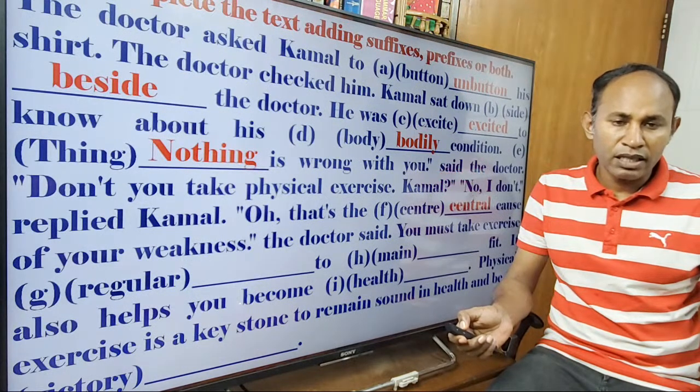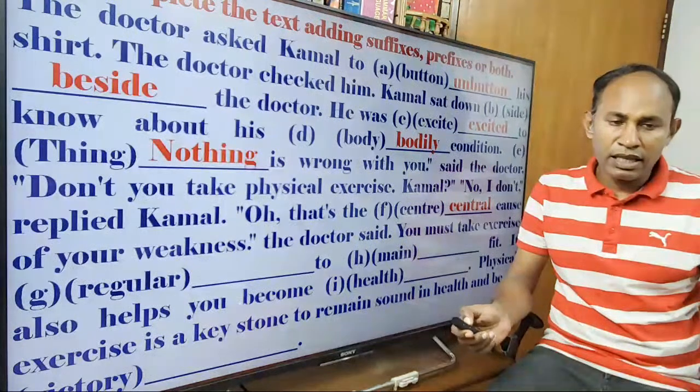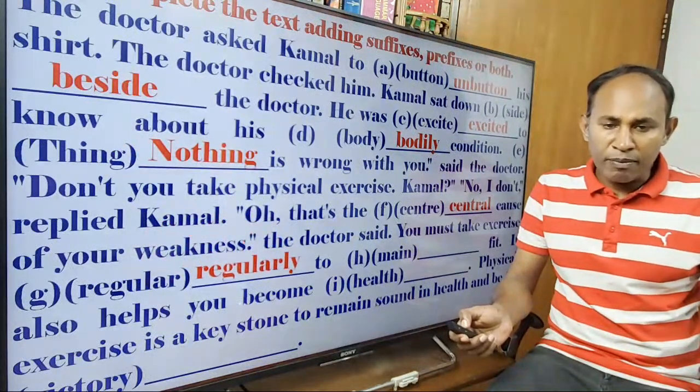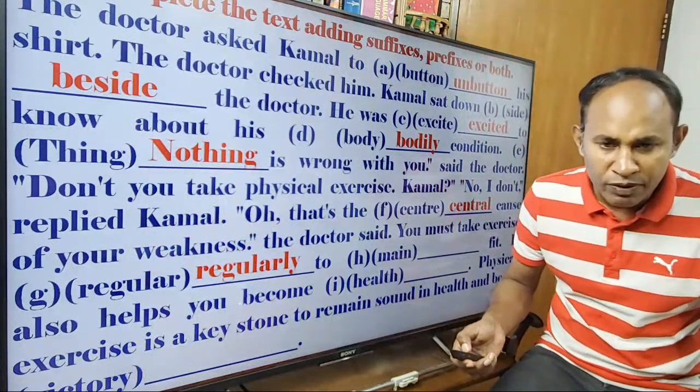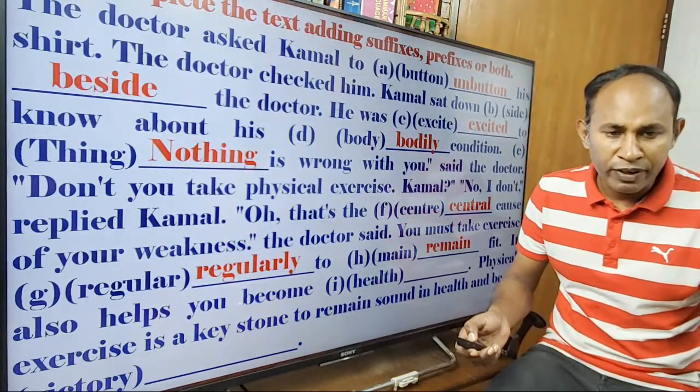Oh, that's the central cause of your weakness. The doctor said, you must take exercise regularly to remain fit, not maintain. Some of you are writing maintain. I'm sorry, maintain will not work; it should be to remain fit.